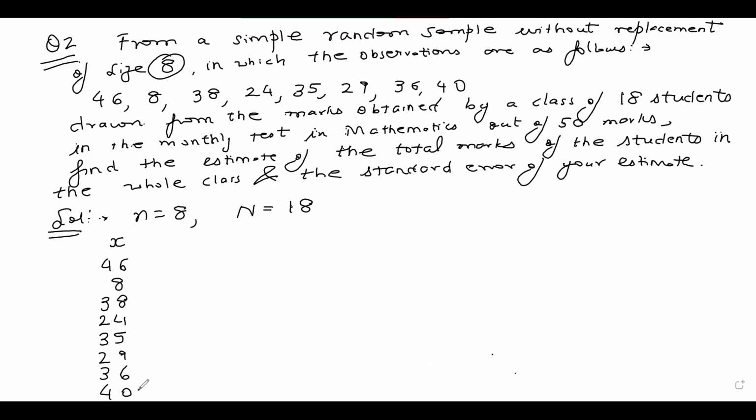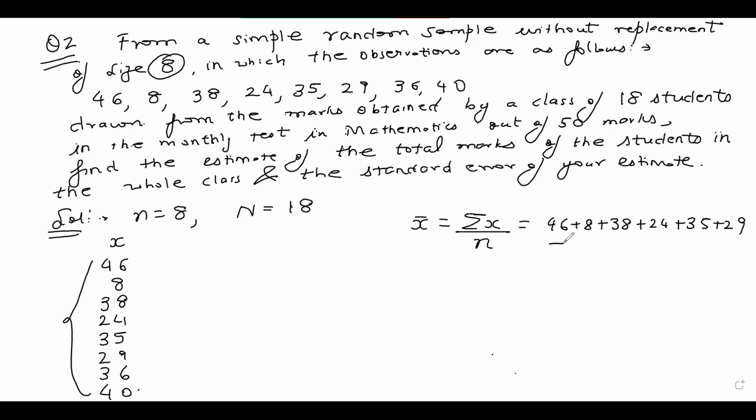Okay, so what is X bar? The sample mean is nothing but sum of all the sample values divided by the sample size. The sum of all the sample values, use your calculator and sum them up. So 46 plus 8 plus 38 plus 24 plus 35 plus 29 plus 36 plus 40 over n is 8. Use your calculators and verify, guys. The answer for X bar is 32. So I got X bar as 32.